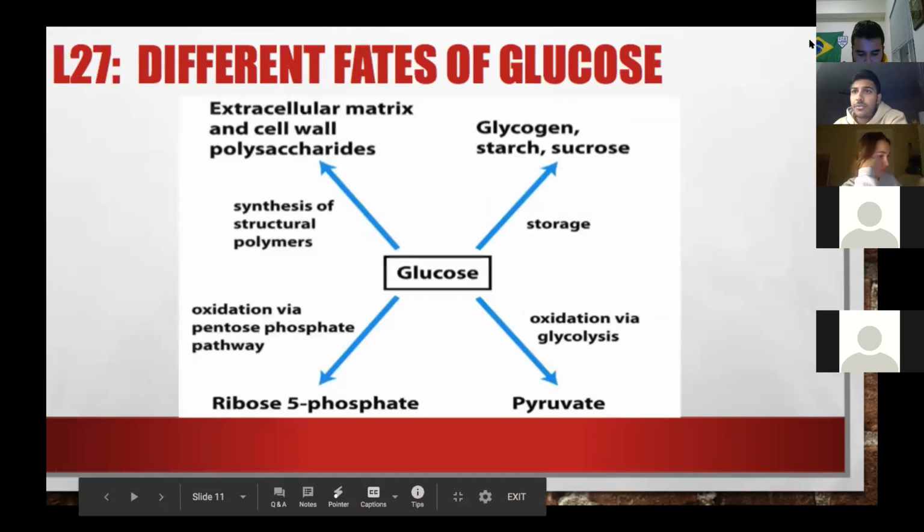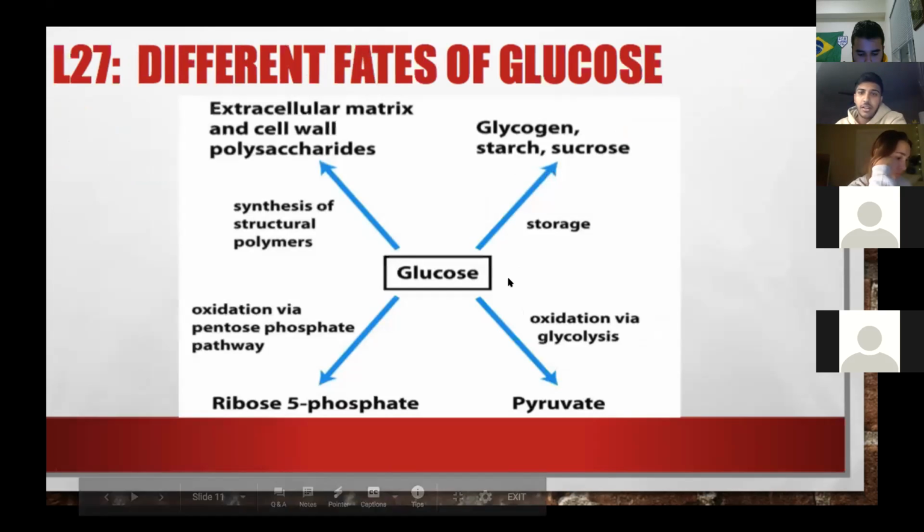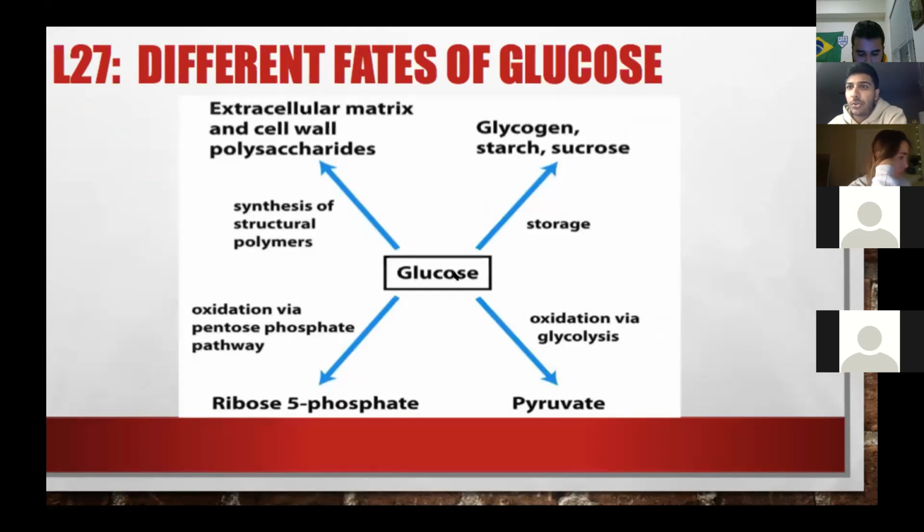So lastly, for the fates of glucose, this is just something I want to show you guys. Obviously it can go literally anywhere. Glucose can be oxidized in glycolysis to pyruvate. You can also have oxidation via the pentose phosphate pathway, where you're going from the 6-carbon glucose to a 5-carbon sugar. You also have glucose as a form of storage.